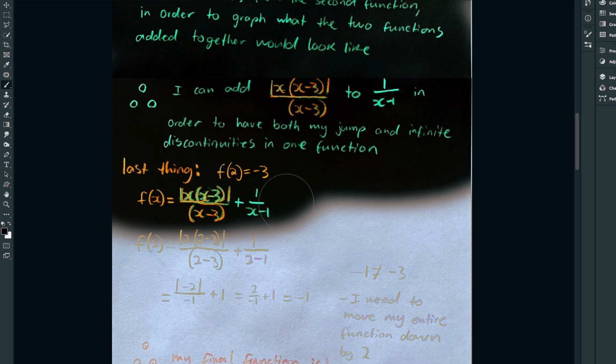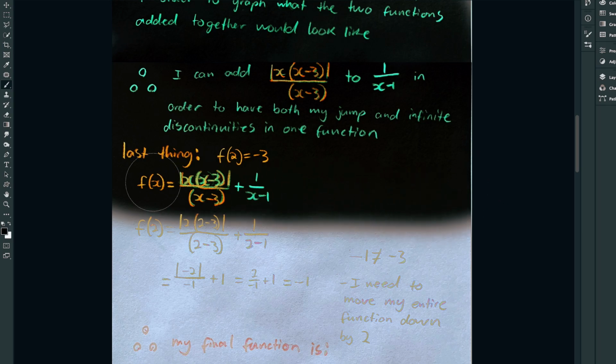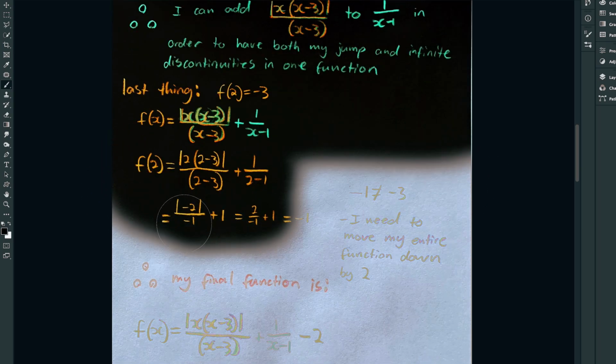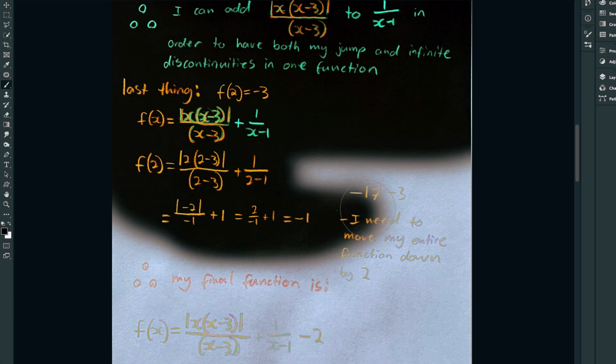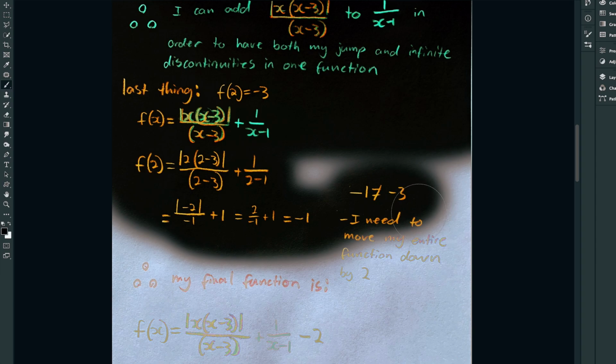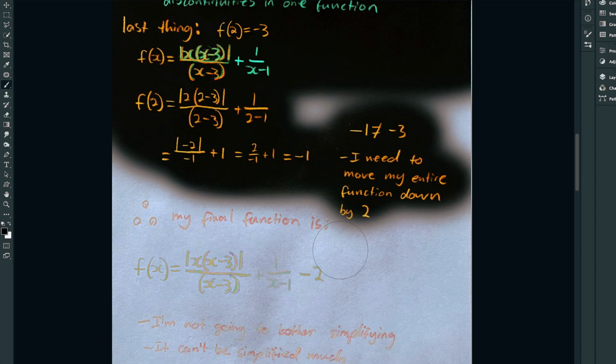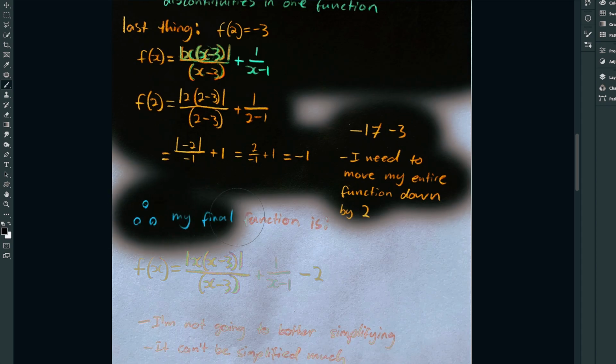So now I needed to make sure that f of 2 equals negative 3. That's the last restraint on this function. So I started by taking f of 2 of what I had so far and solving. And when I did the steps, it gave me negative 1. Negative 1 does not equal negative 3. But it's close. I just need to move the whole function down 2. Right? So I just applied a vertical translation down 2.